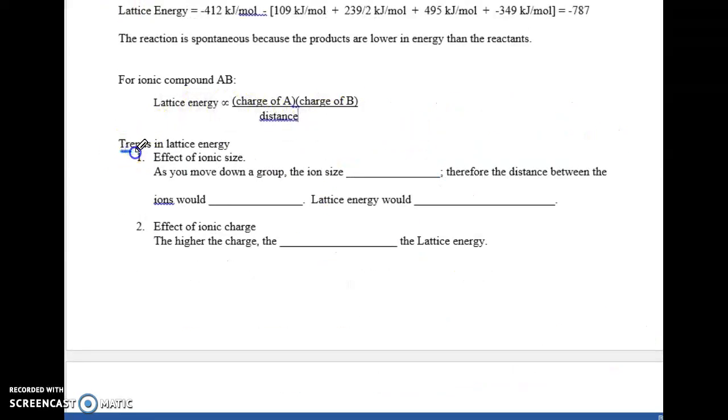So we're going to look at some trends in lattice energy. So the effective ionic size. So it goes exactly what we were just doing with periodic properties. As you move down a group, the ion size is going to increase. And therefore the distance between the ions would decrease, and therefore your lattice energy would decrease as well.